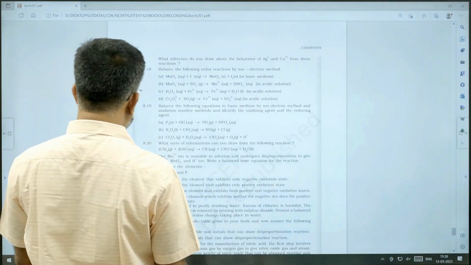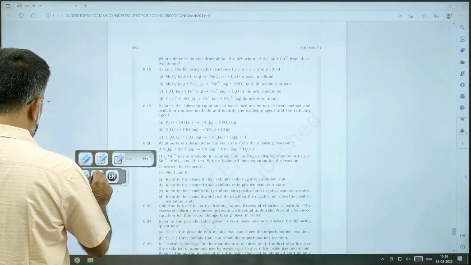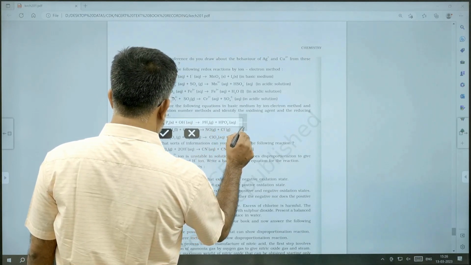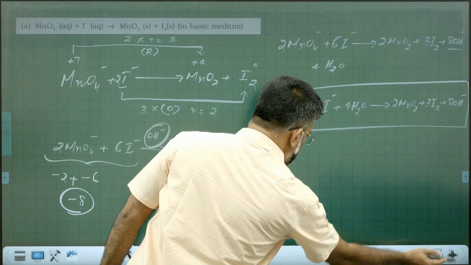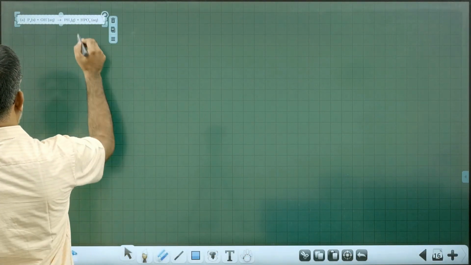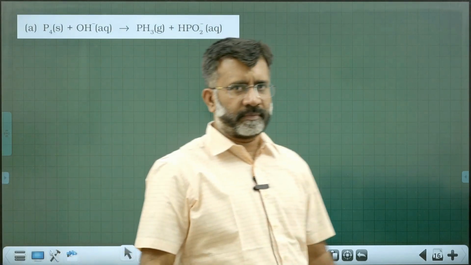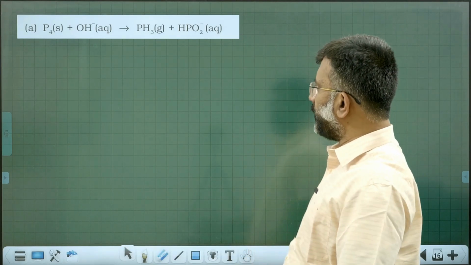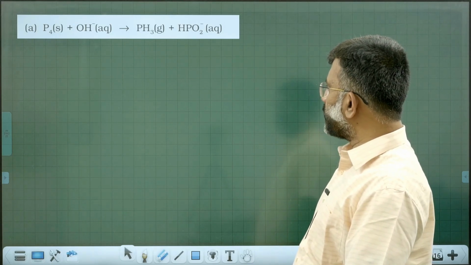Let me see some suitable example we get. We have a beautiful example here. That is this one. That's a disproportionation reaction. Let us discuss that. Another example taken from the NCERT text. White phosphorus in alkali medium disproportionates to PH3 and HPO2 minus.